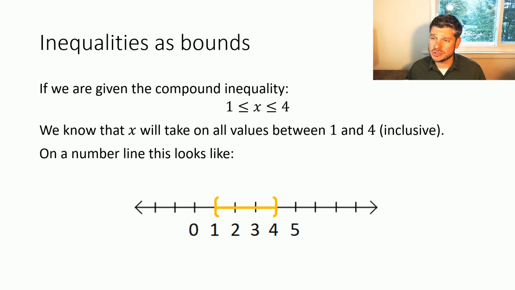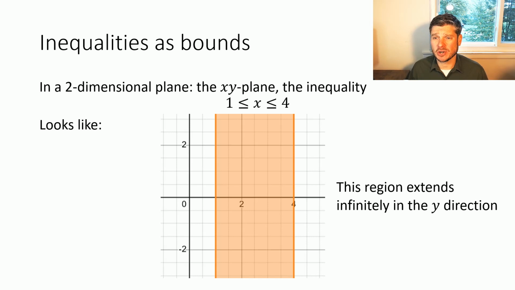Now, in two-dimensional space, that same compound inequality, 1 less than or equal to x less than or equal to 4, represents a region that contains every single ordered pair on my xy plane where the x coordinate of that ordered pair is between 1 and 4. There's no bound on y here, so it extends infinitely in the y direction.